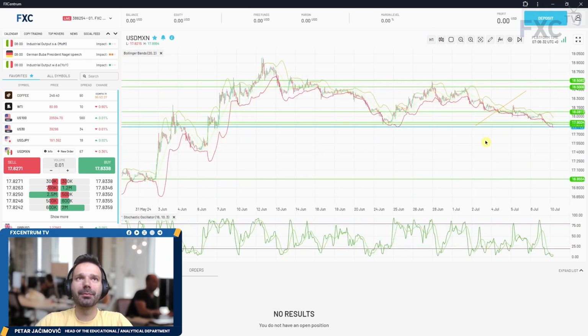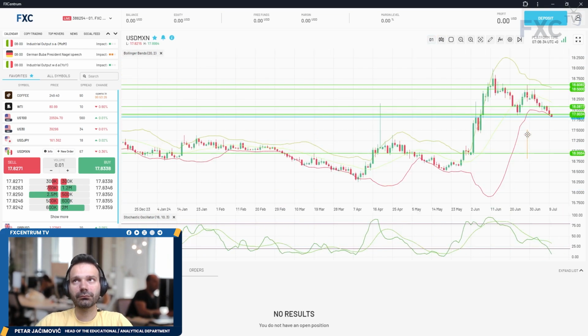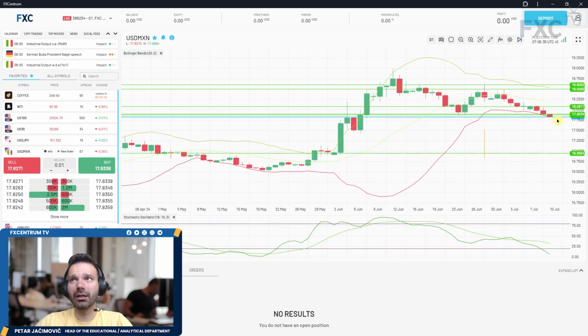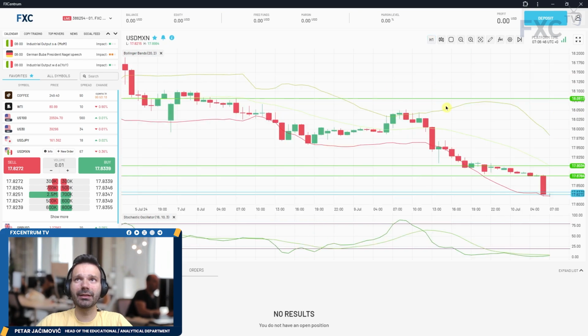But I would like to see the break and hold below this swing low. If the market can break and hold below, then there is a chance for a drop towards 16.85. But if we see reaction upside, then there is a chance for rotation back into the consolidation.